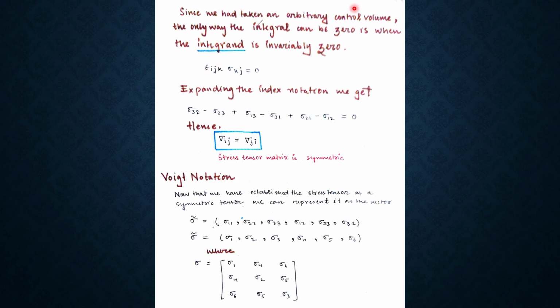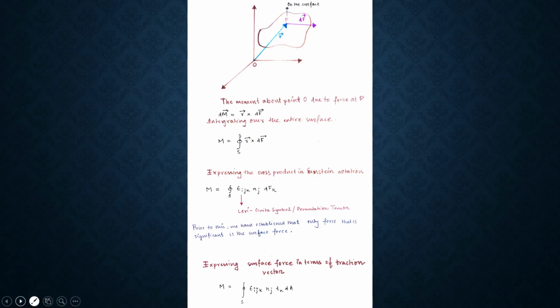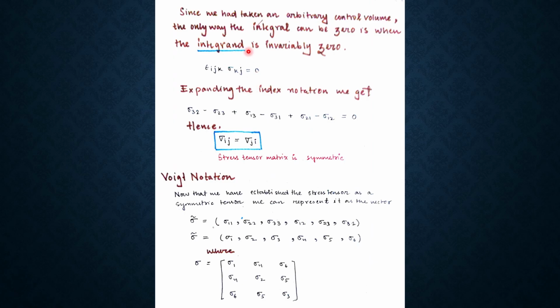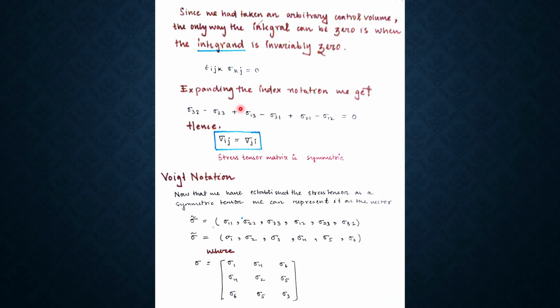Now that we had begun with an arbitrary control volume of this shape, what we can say is the only way this integral can be 0 is when the integrand is 0, that is, the thing that is being integrated is 0 for all cases. So we get the expression that epsilon ijk sigma kj equals 0.